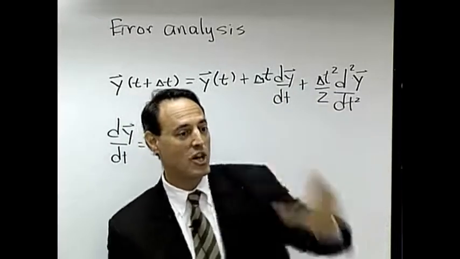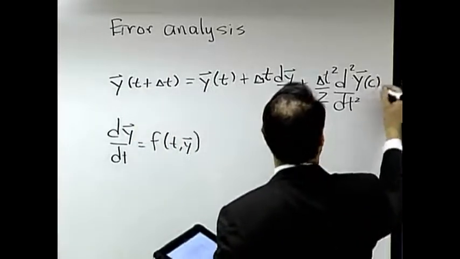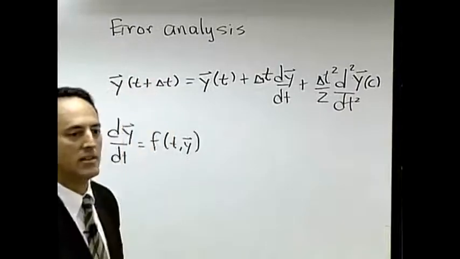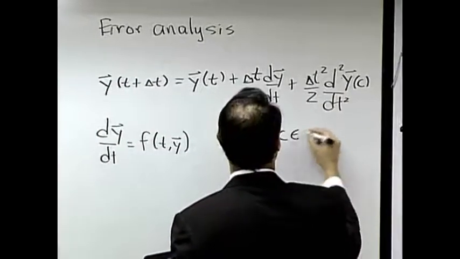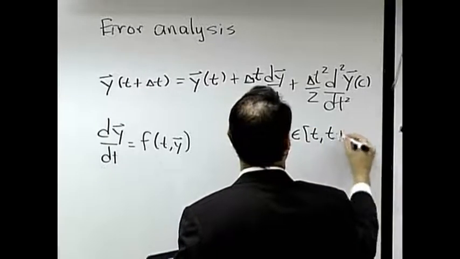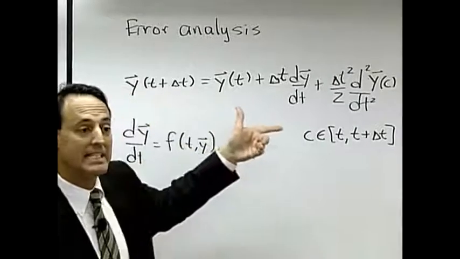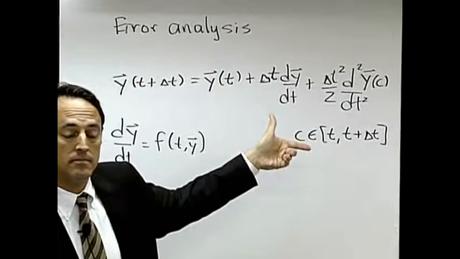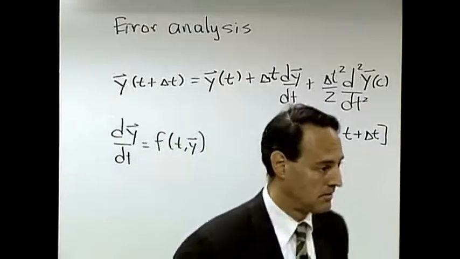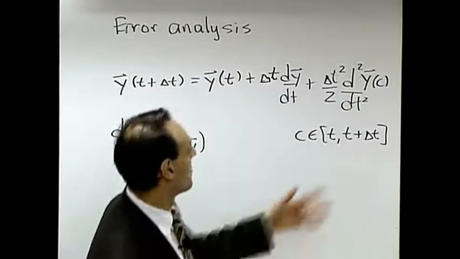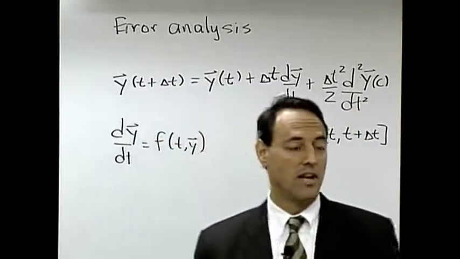Or you can truncate. And you can say, I will truncate right here. I'm going to evaluate that thing at some c. I don't know where that c is, but what I do know is that the c lives somewhere between t and t plus delta t. This is exact. I haven't made any approximations. The only problem with it is I don't know what c is. Fair enough. Still, I have an exact formula.